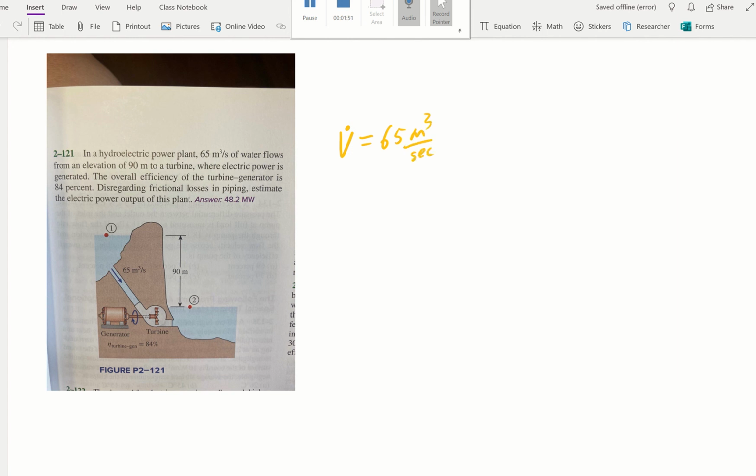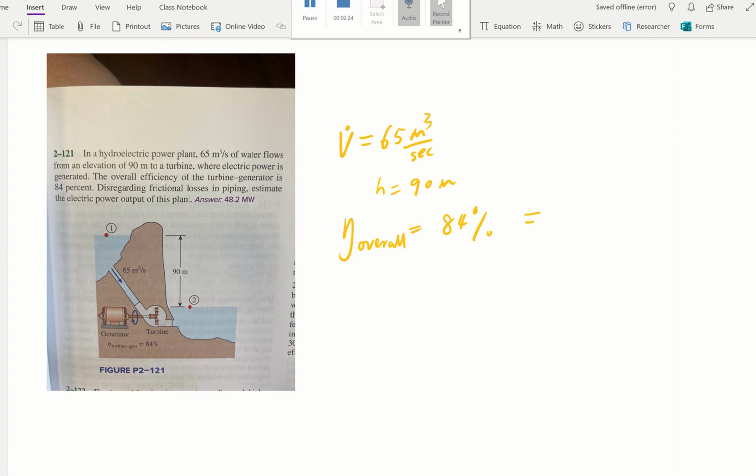of water flow at an elevation of 90 meters. Then electric power is generated. The overall efficiency of this turbine generator is 84%. So this overall is 84%. Disregard any frictional loss. They want us to find the electric power output of this plant.